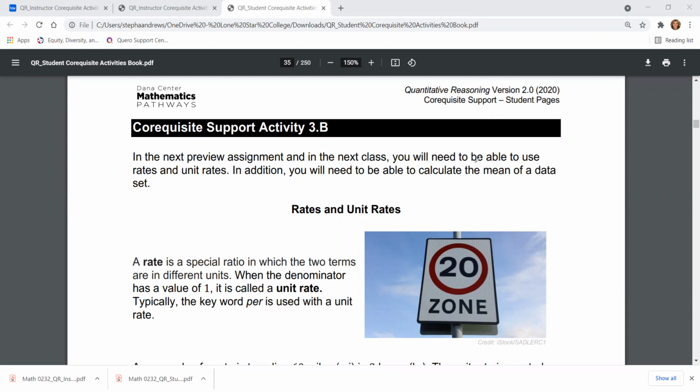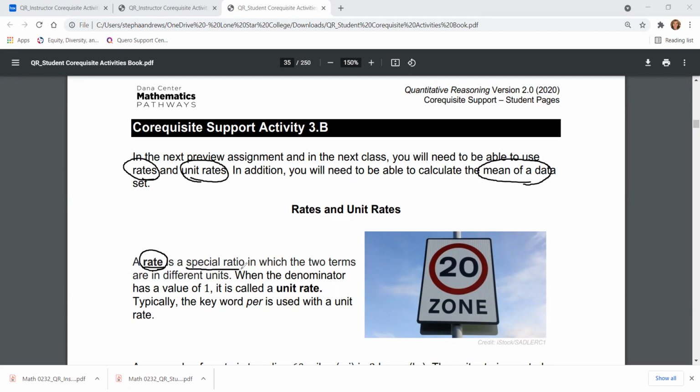In the next preview, you'll be able to use rates and unit rates. In addition, you're going to need to be able to calculate the mean of a data set. A rate. However you are keeping your notes, whether it's using highlighters, sticky notes, index cards, whatever you've got going on, you need to know when someone says rate, what are they talking about?